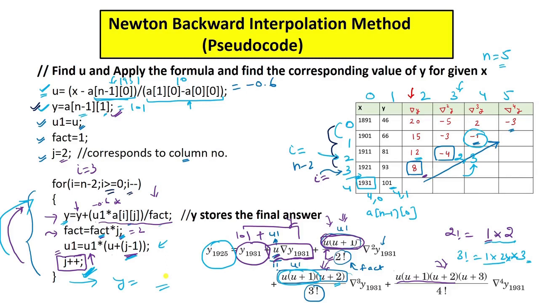Actually, everything is just similar to the Newton forward interpolation method. If you have gone through that Newton forward interpolation method and you have understood that, then this backward interpolation method is also very easy. So now let's run this program in our VS Code and see what the answer is.